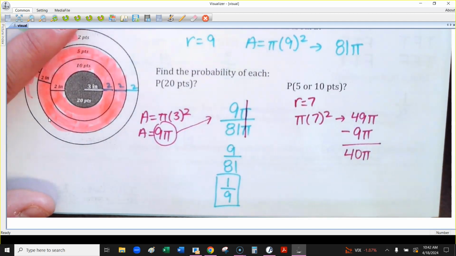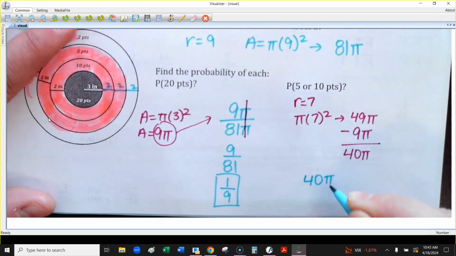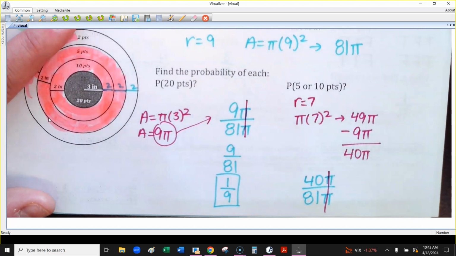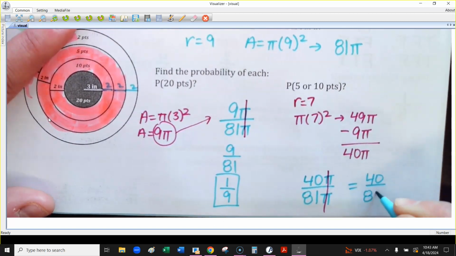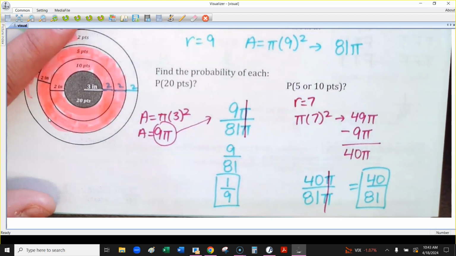Now, the actual probability then, the area of what I want is the 40 pi, and then the area of that whole dartboard was 81 pi. You can cancel the pi's here, but beyond that, the 40 over 81, that doesn't reduce. So just that would be my probability, the 40 over 81. And you guys can just leave it like that, or if you want to do the decimal or percentage, that's totally fine too.